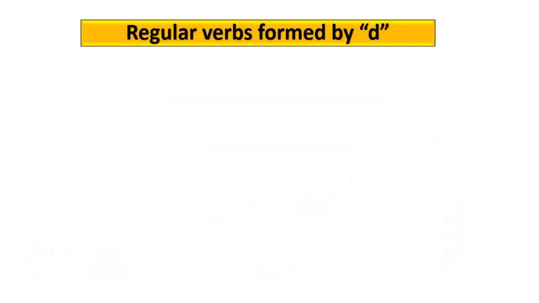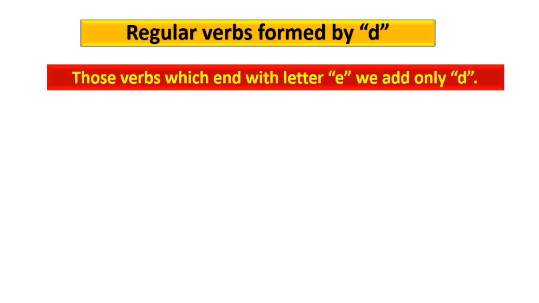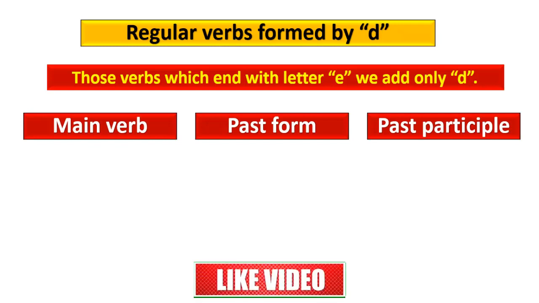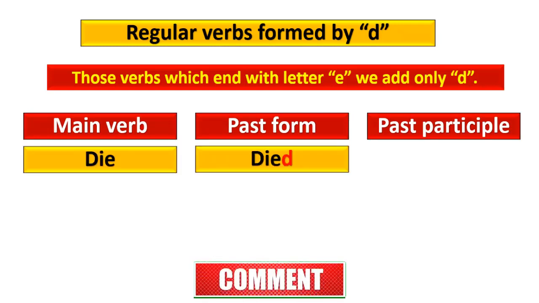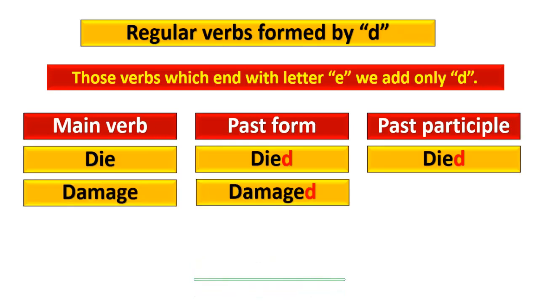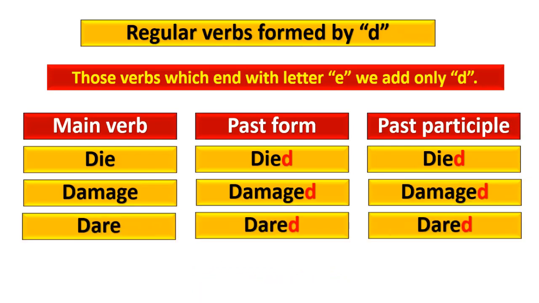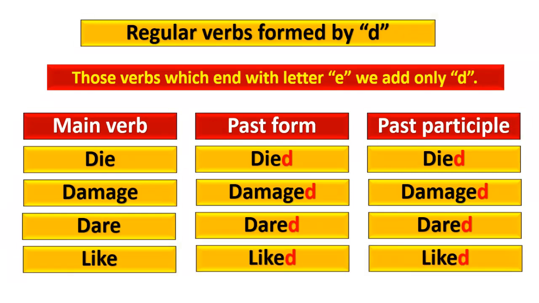Now look at the regular verbs formed by adding d to the base verb. Here, those verbs which end with letter e, we add only d in past and past participle form. For example, die becomes died in past and died in the past participle as well. Damage, damaged, damaged. Dare, dared, dared. Like, liked, liked.